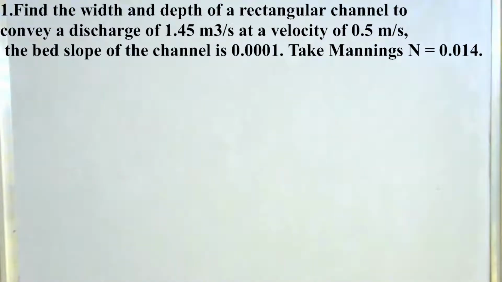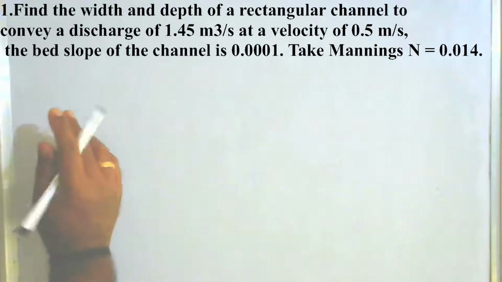Whenever there is a problem on the channel section, first you have to decide what channel section he has given. Either it is rectangle, trapezium, triangle, or circular. In this problem, it is very clear that he has given a rectangle channel. Next, you have to check whether the given channel section is a regular channel section or the most economical channel section. Here, nowhere has he said anything about the most economical one. So we'll take this channel as a regular rectangular channel section.